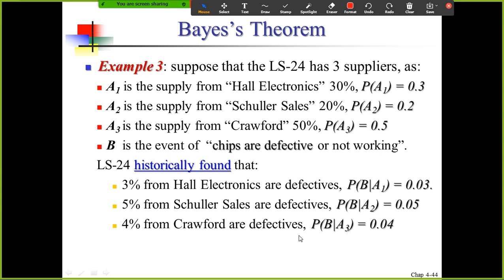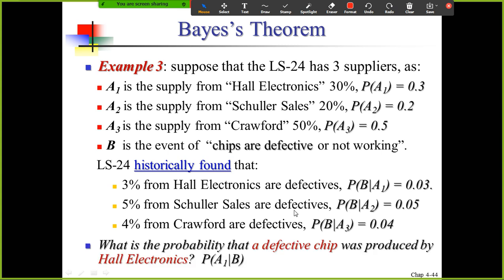4% from Crawford are not working. That's why among Crawford supply, 4% are not working. This is conditional probability. So the question: what is the probability that a defective chip was produced by Hall Electronics? What is the probability that a defective chip was produced by Hall Electric?